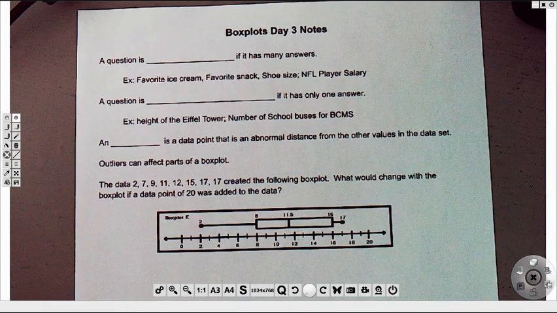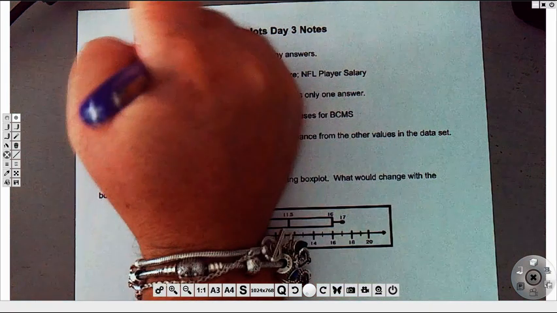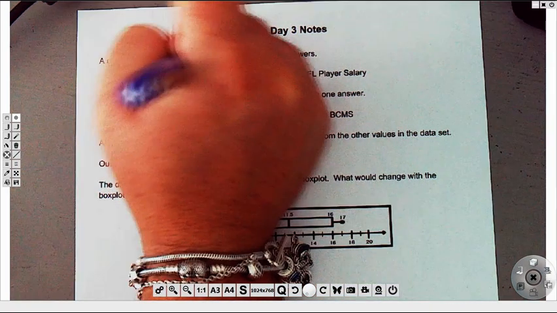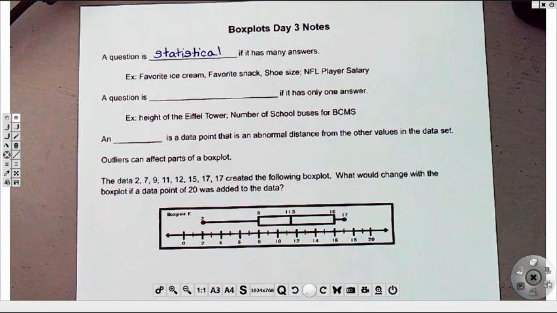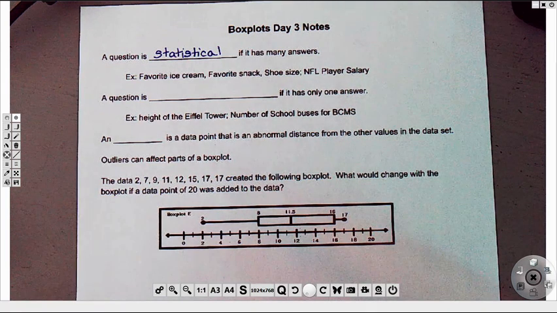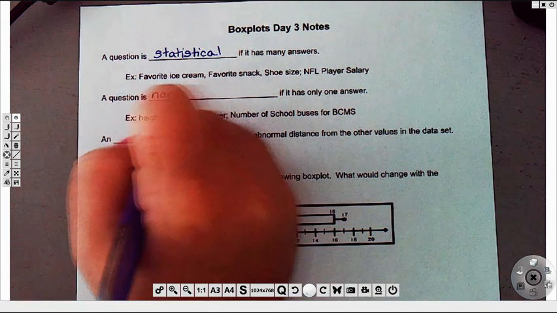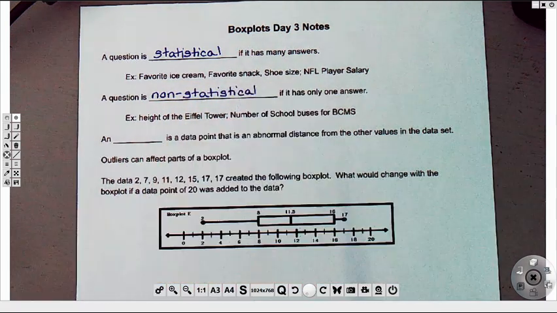All right, so today we're going to look at box plots. We're going to look at questions. A question is considered statistical if it has many answers, like if I were to ask about your favorite ice cream, your favorite snack, your shoe size, different NFL player salaries. Some questions are considered non-statistical that only have one answer, like the height of the Eiffel Tower, how many school buses are for BCMS.